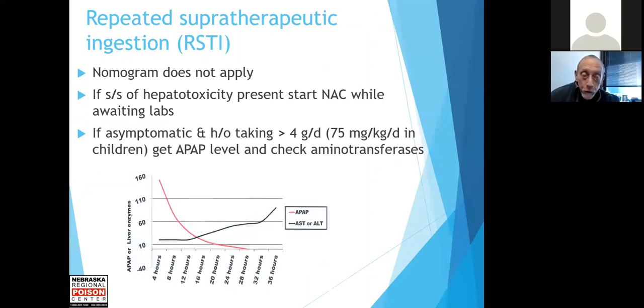What about the repeated supratherapeutic ingestion? So people are taking excessive acetaminophen product to treat their musculoskeletal pain, to treat their COVID, or whatever.